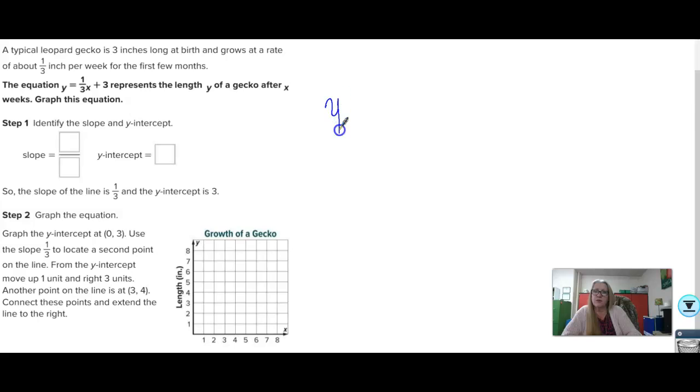So they give us the equation y equals 1/3 x, and I hate how that x is so low. That should not be there. X is not in the denominator. It is a term next to the 1/3. Plus 3 represents the length y of a gecko after x weeks. Identify the slope. Slope is 1/3.